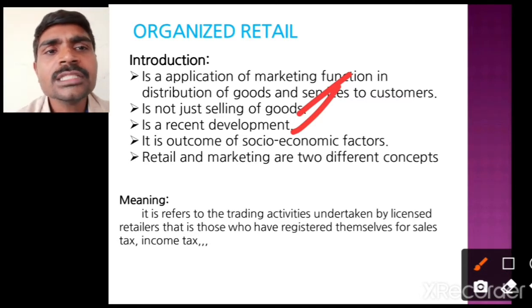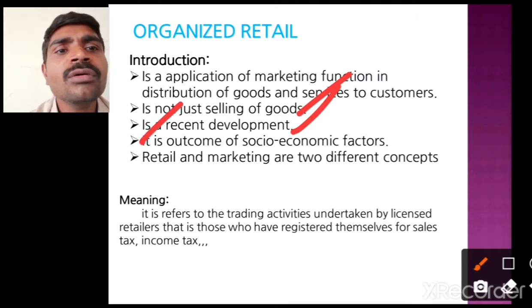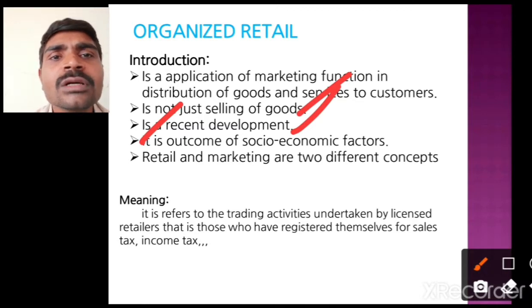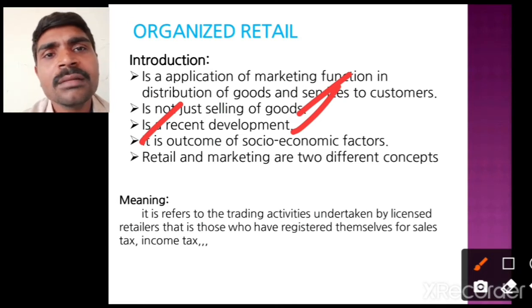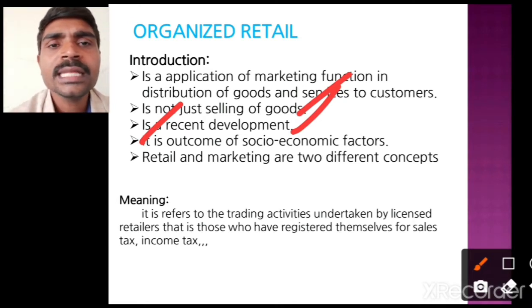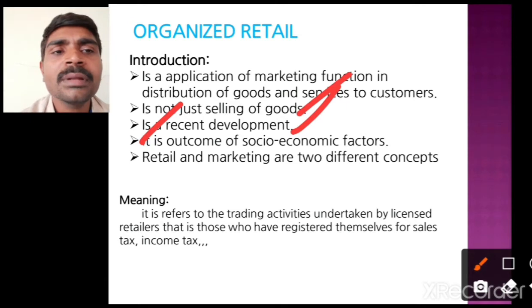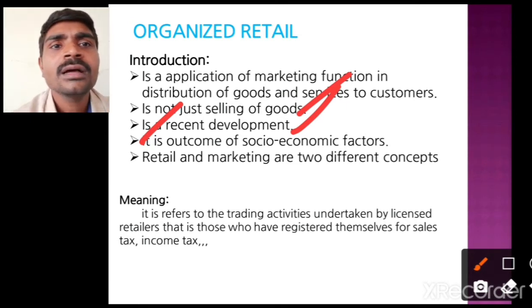Let us move to the next point, the fourth one. It is an outcome of socio-economic factors. Outcome means result. So organized retailing is a result of socio-economic factors. Socio means again the people aspects: people's culture, scenario, needs, wants and demands, and people's economic activities, the economic factors. So these organized retails take place.